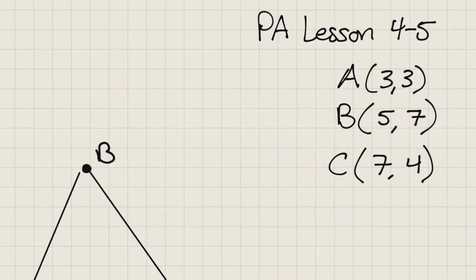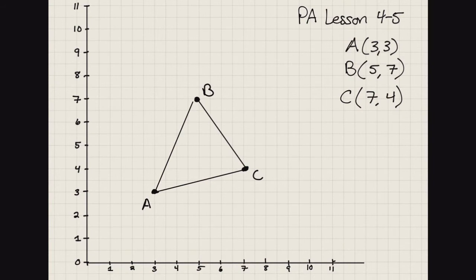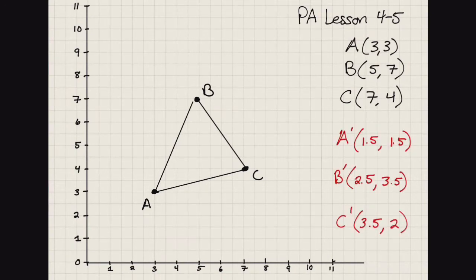And so you go back over to your original here. You copy those points in there. I'm going to change their color so that we can work with that. And now we plot them. So go ahead and do that on your coordinate plane right now. Plot 1.5, 1.5, 2.5, 3.5, 3.5, 2. So 1.5, 1.5 would be A prime. 2.5, 3.5 would be B prime. And 3.5, 2 would be C prime. And then you connect the dots.